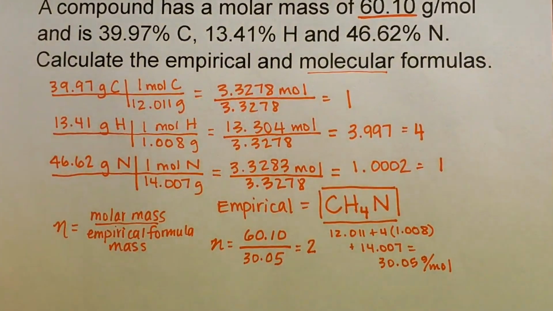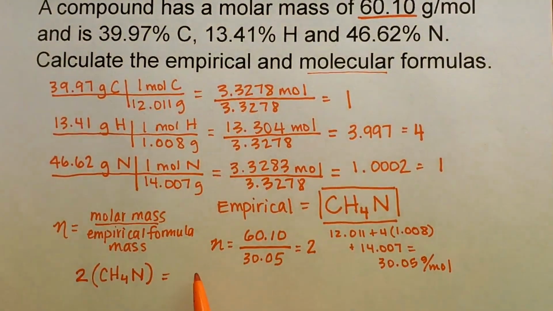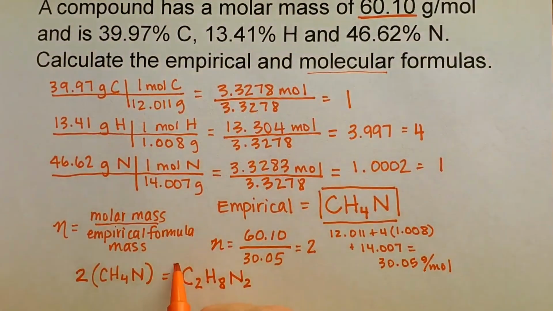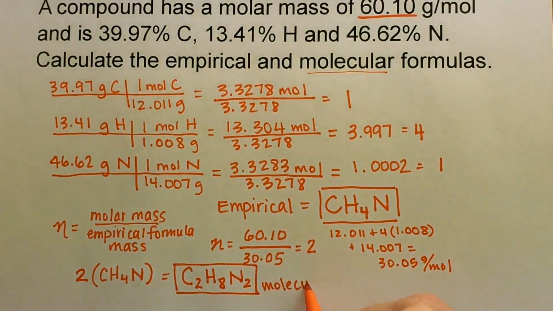So 2 is our n, and then what we're going to do with that is take it times the subscripts on each of the elements in our empirical formula. So we take 2 times CH4N, and we end up with C2H8N2. That is our molecular formula.